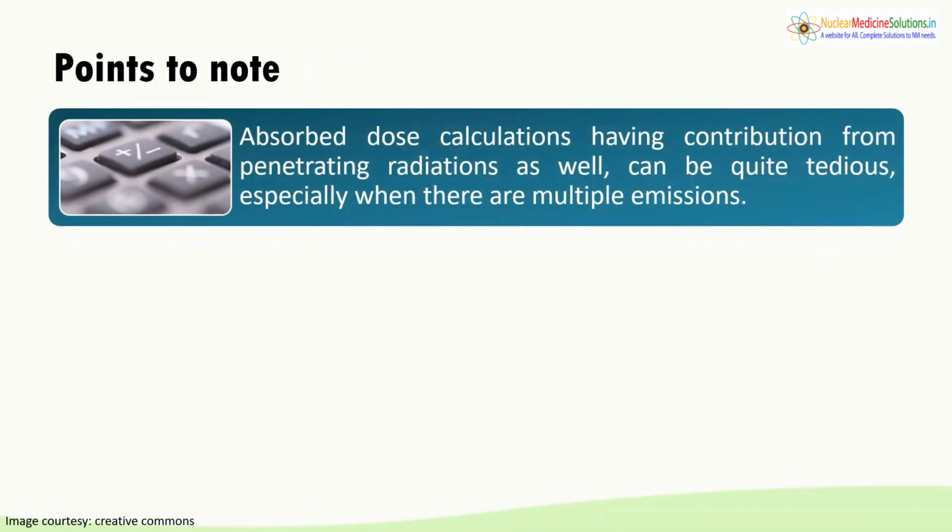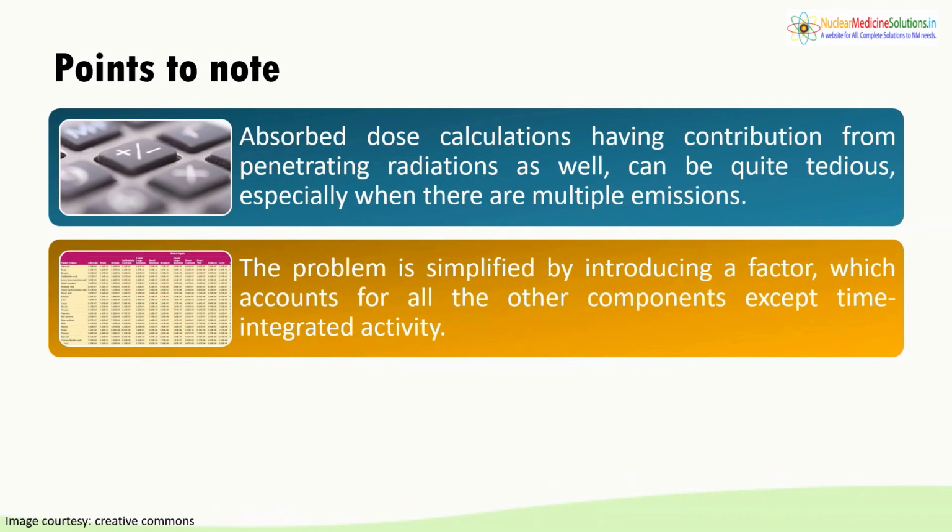There are some points to note. Absorbed dose calculations which have a contribution from penetrating radiations as well can be quite tedious, especially when there are multiple emissions. This problem is simplified by introducing a factor which accounts for all the other components except time integrated activity. It means we just need to calculate the time integrated activity, that is A tilde, and all the rest of the components are computed together and given ready-made so that we can calculate absorbed dose easily.